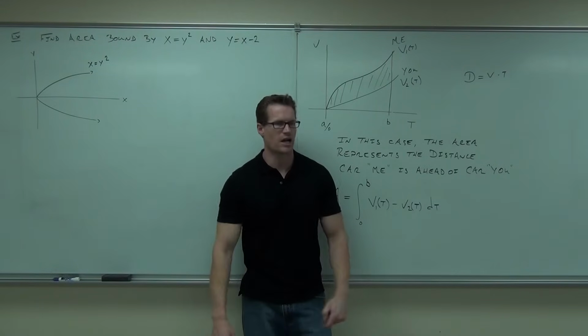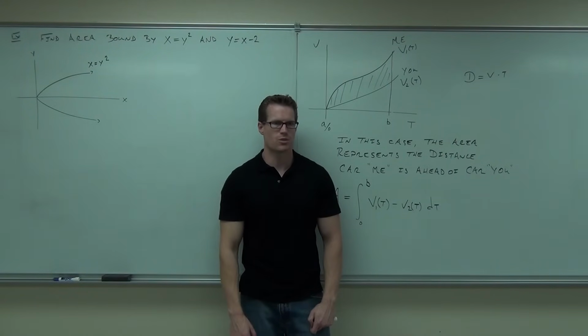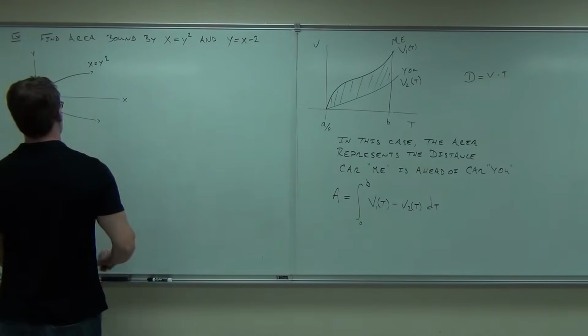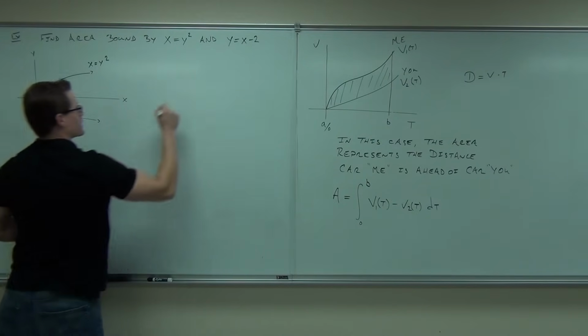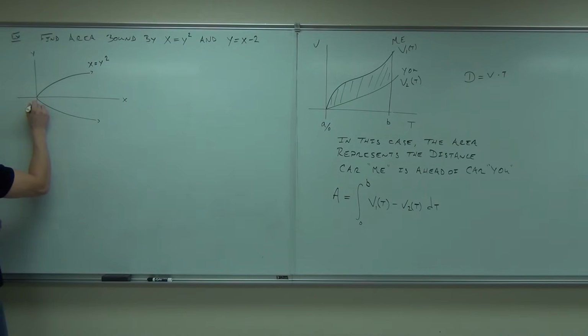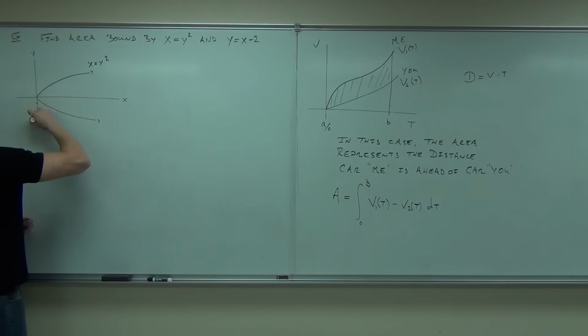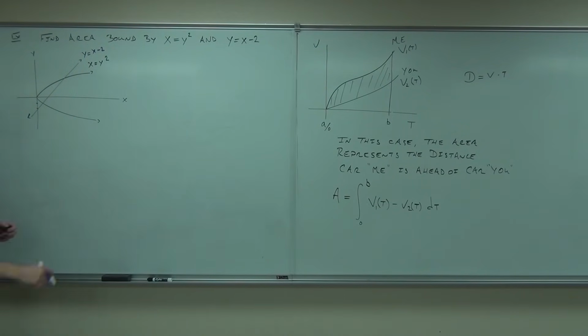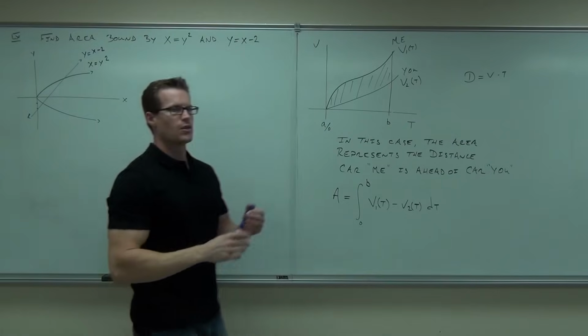The other function is pretty easy. The other function is a line. Y equals x minus 2. Can you graph that on the same set of axes? Okay, let's go ahead and do that. Y equals x minus 2 says the y-intercept is where, ladies and gentlemen? Where? And the slope is? 1. Those are our two functions.